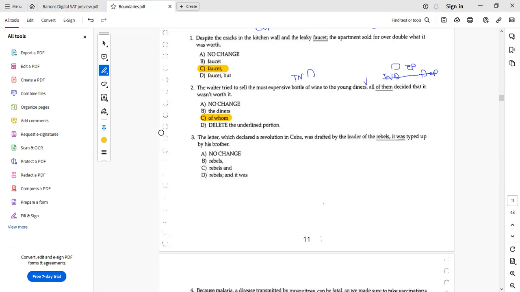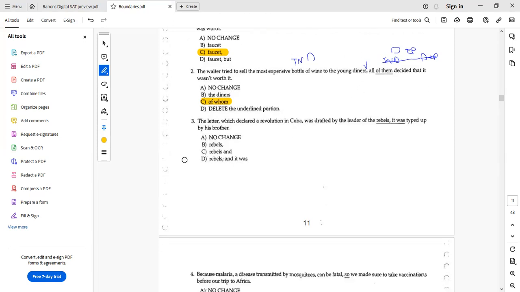For number 2, Dalal, you said B. Yes. It's going to be independent, so it's going to be a problem because the comma is going to be wrong. Okay. Number 3, the letter.